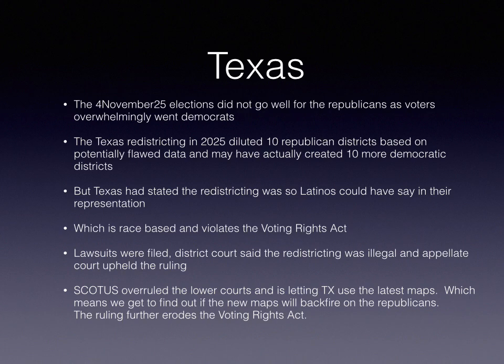Lawsuits were filed. The district court said the redistricting was illegal, and the appellate court upheld the ruling. SCOTUS overruled the lower courts and is letting Texas use the latest maps, which means we get to find out if the new maps will backfire on the Republicans. Also of note is that the ruling further erodes the Voting Rights Act.